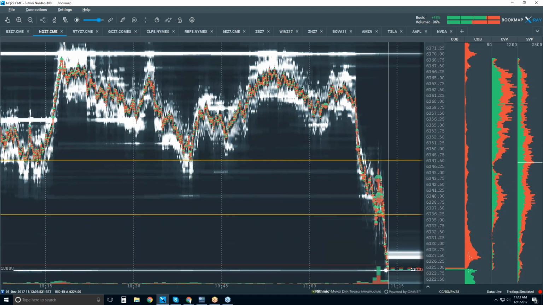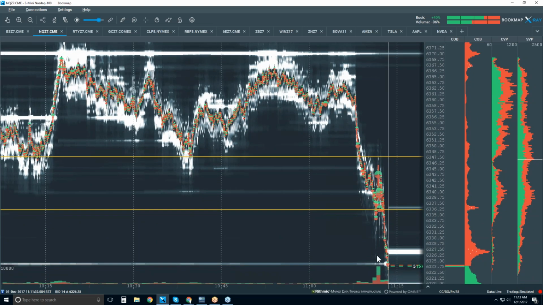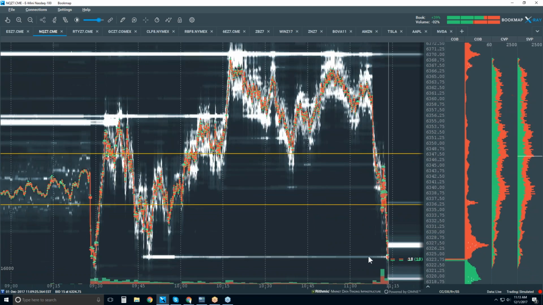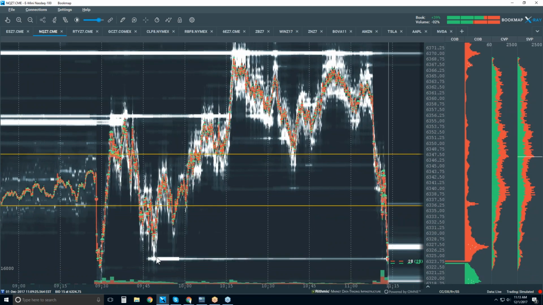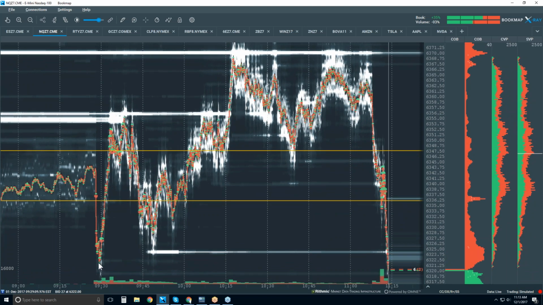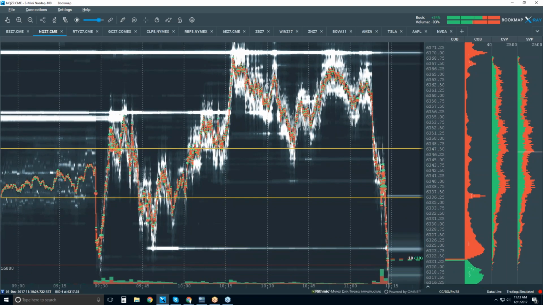Okay, so let's see if we're going to get a pullback, but we just hit this. Okay, this is where they were earlier, right? So we just hit that. Now I'm starting to anticipate the pullback. We've come down below the swing. This is the low of the day here. Let's see them cover, and we should get a pretty strong pullback at this point.